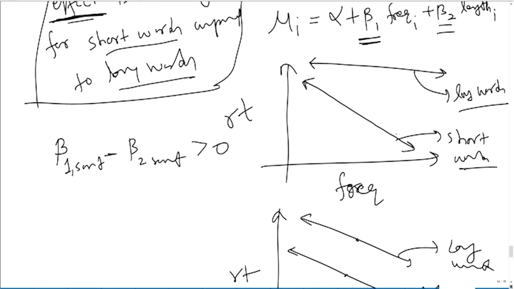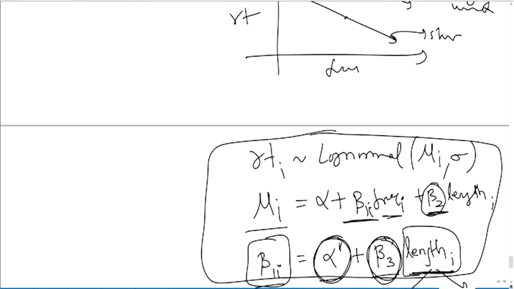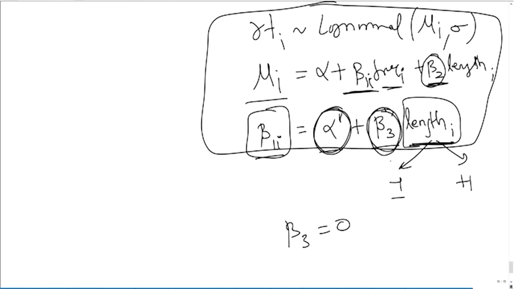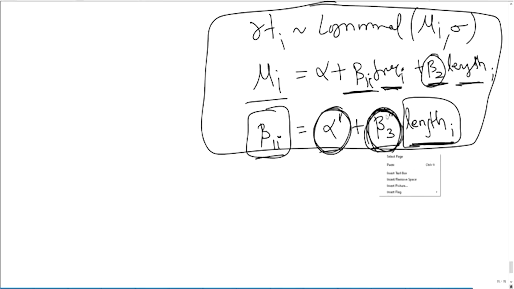Positive or negative depending on how you set up the contrast, how you set up these -1, +1 numeric values of these predictors, right? This model is actually called an interaction effect model. So you have two predictors. You are testing the main effect of frequency and length, and you are also testing their interaction effect. Beta 3 is called the interaction effect parameter.